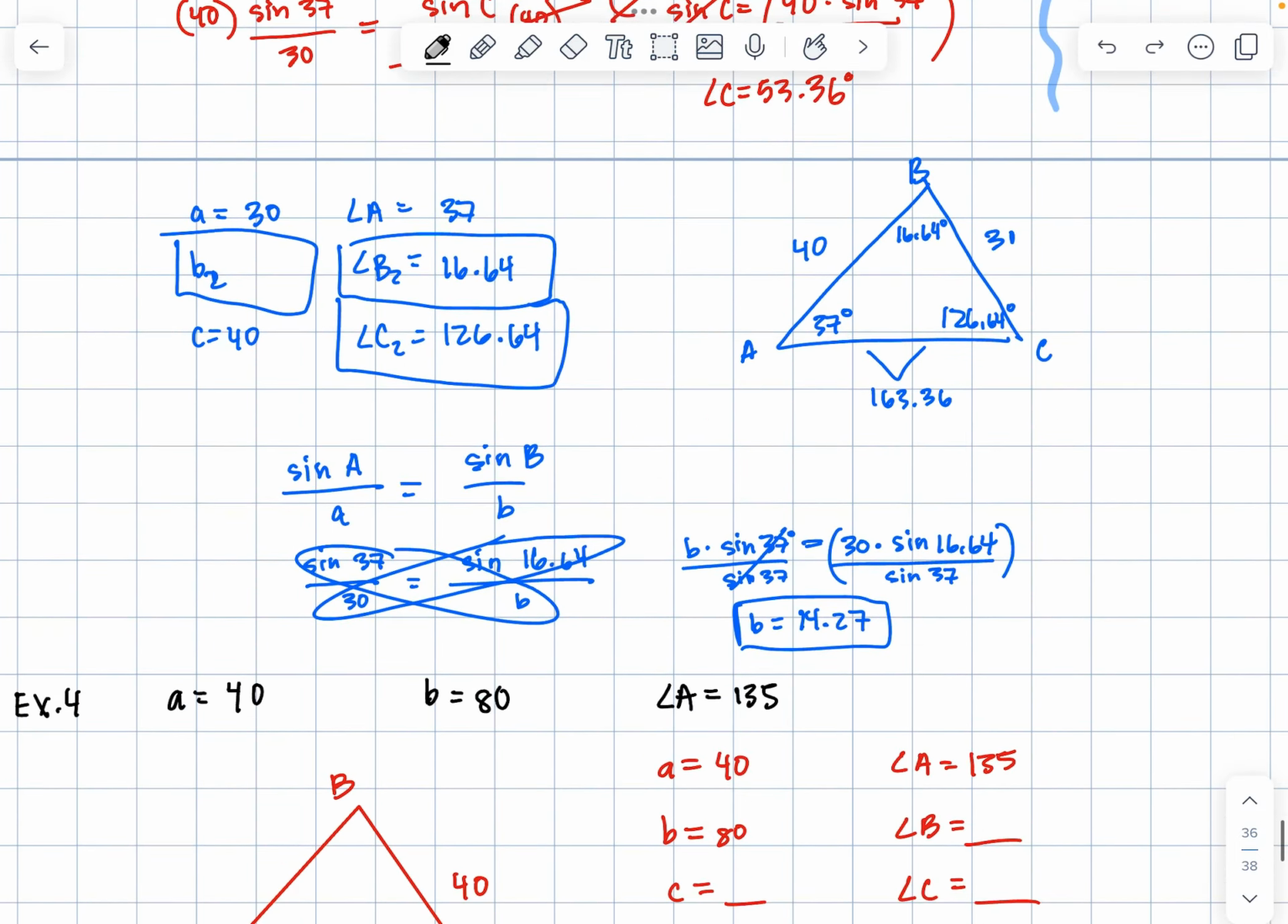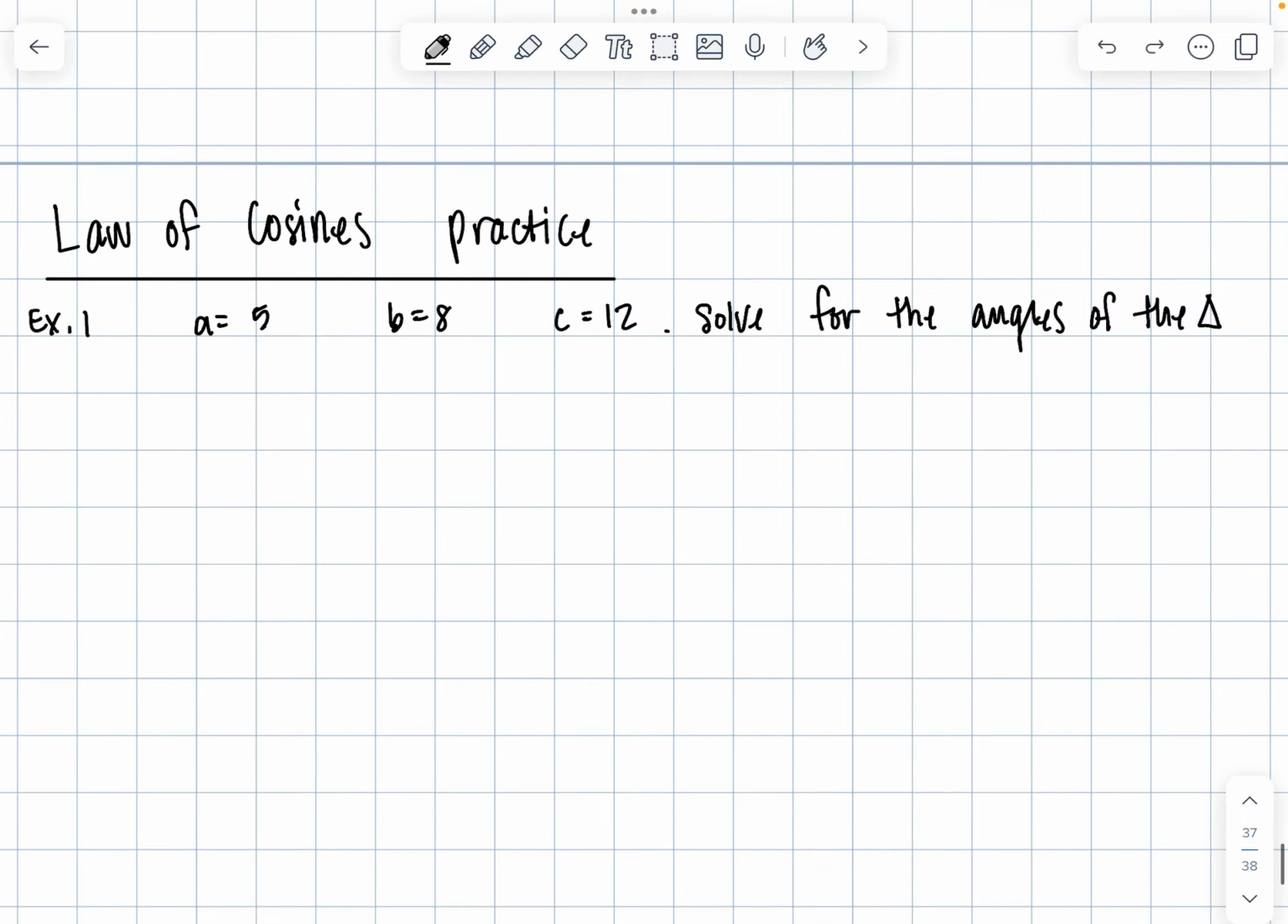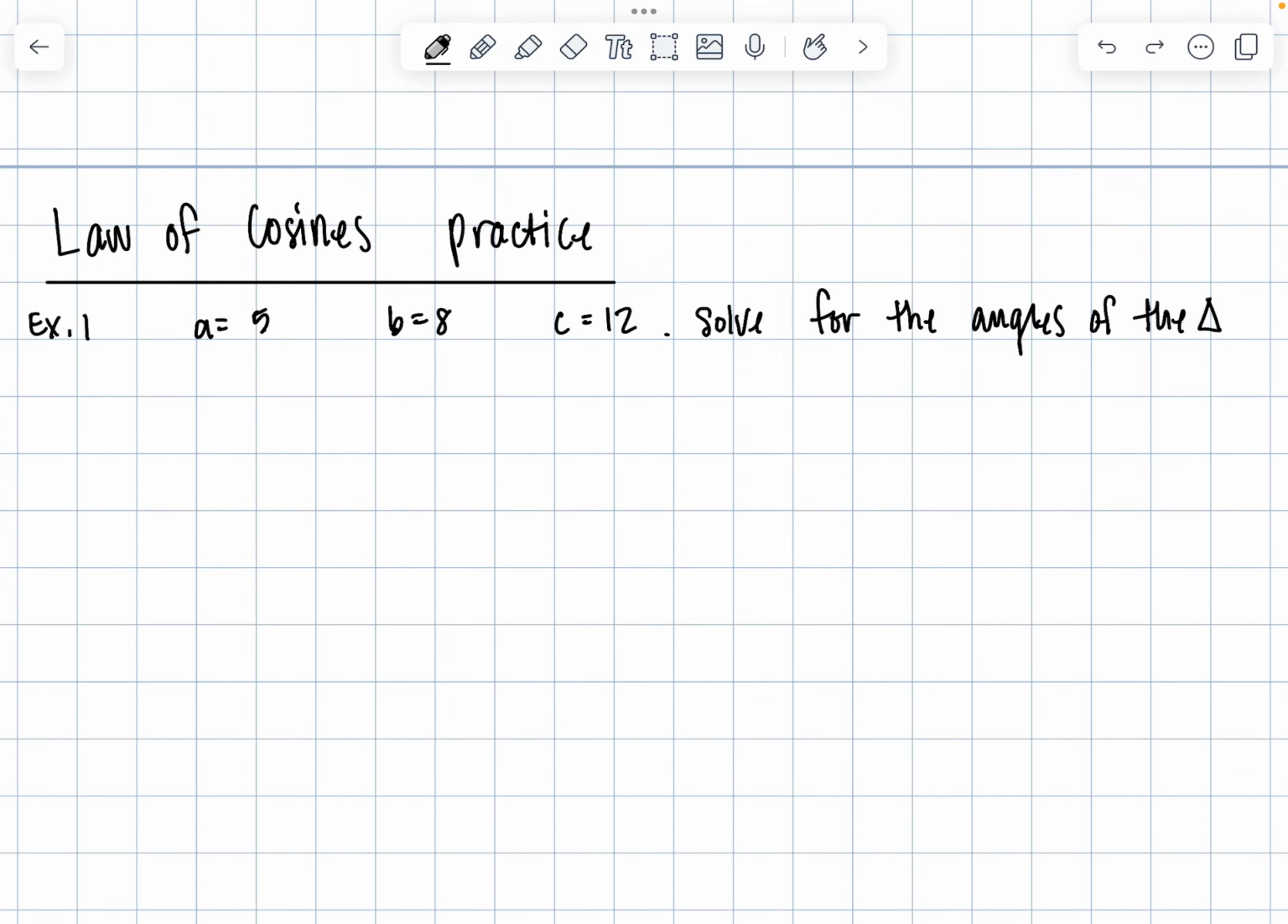Okay, so all these were examples of our law of sines. Here's our law of cosines. Let's do our first. We only have two examples of the day. So let's organize this information just like we have been doing. A is equal to 5, B is equal to 8, and C is equal to 12. Notice we have all three sides, so this is our side variation of this. We want to solve for all of the angles.